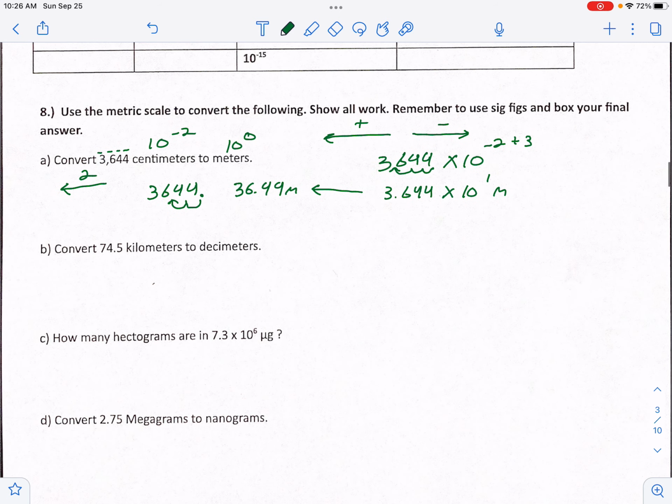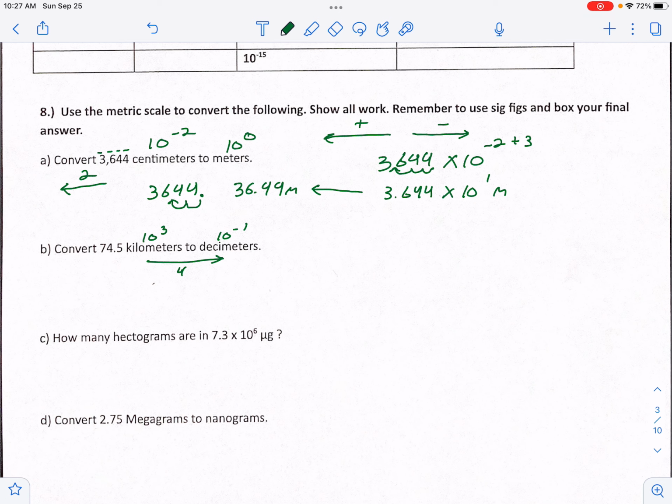So let's look at B. I have 74.5 kilometers to decimeters. So kilo is 10 to the 3. Deci, okay, that is going to be 10 to the negative 1. So we're trying to get from kilo to deci. That means you're going from kilo to deci, which would be left to right. And that would be a distance of 4 jumps. So the distance from positive 3 to negative 1 will be 4.